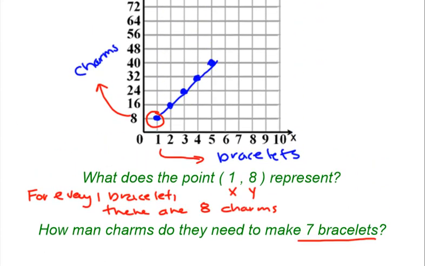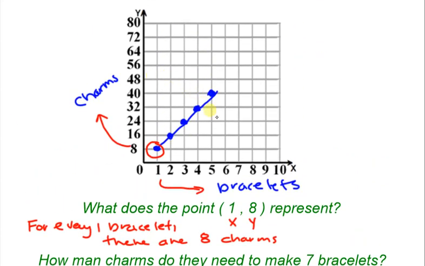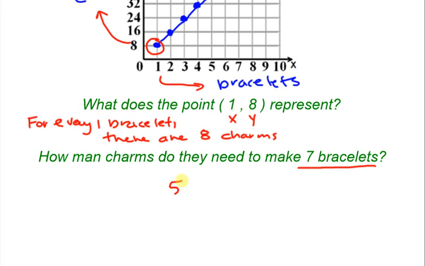All right, now our next question is, how many charms do they need to make 7 bracelets? So let's go back up to our graph. So if we continue our trend, that's 5 bracelets, 6 bracelets, 7 bracelets, 8 bracelets, and I can keep going, but I'm just looking right here for 7 bracelets, and if I look across, that's going to tell me I need a total of 56 charms.